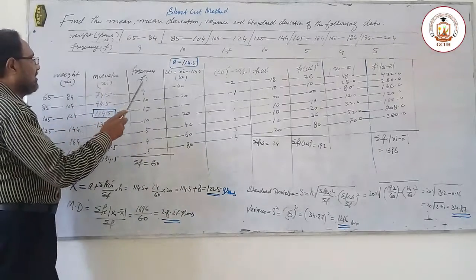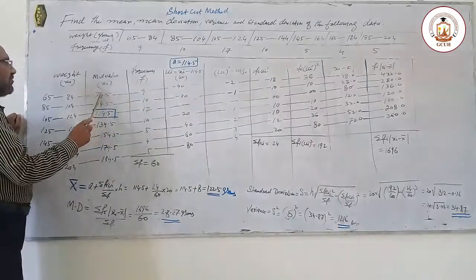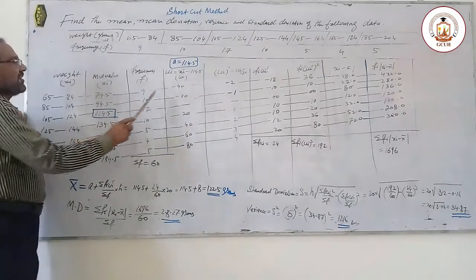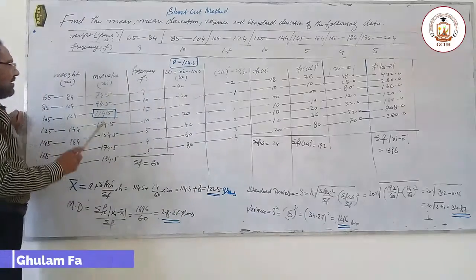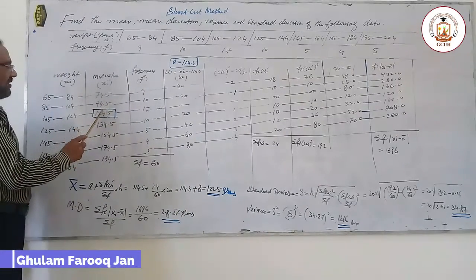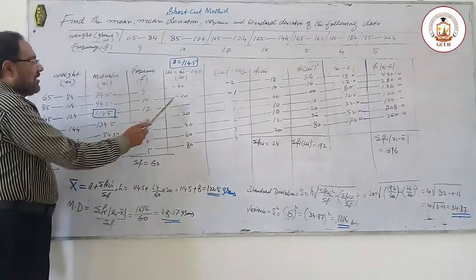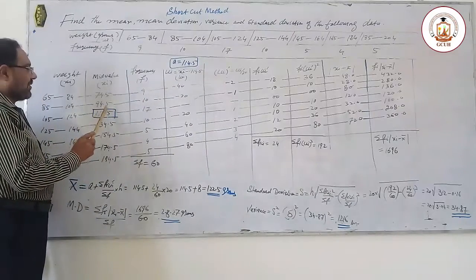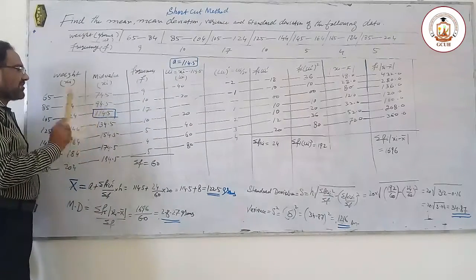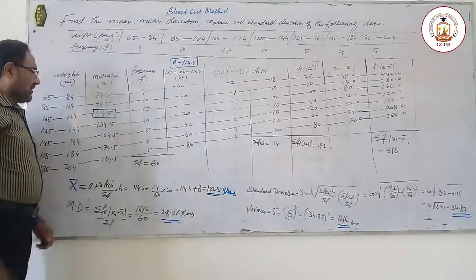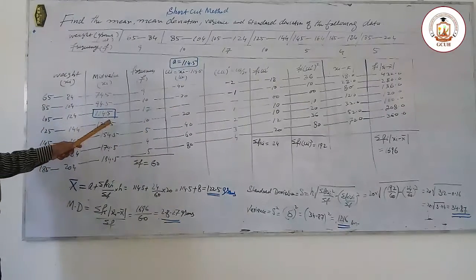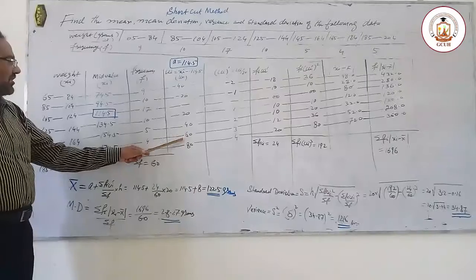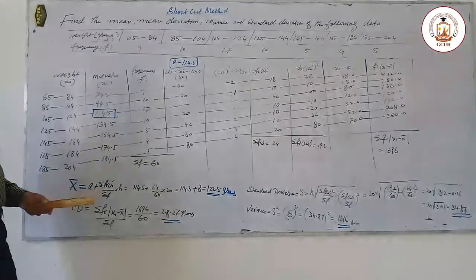When we calculate 74.5 minus 114.5, we get minus 40. Similarly, 94.5 minus 114.5 gives minus 20. Subtracting this value from this value, we get 0. Similarly, 134.5 minus 114.5 gives 20, then 40, 60, 80 and so on.